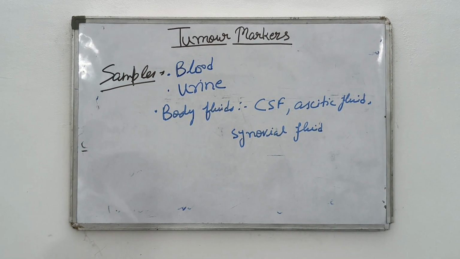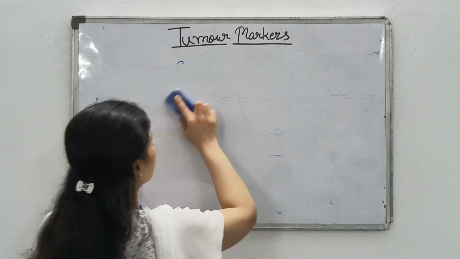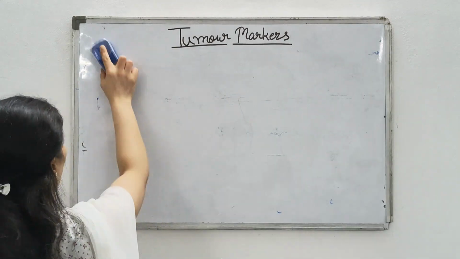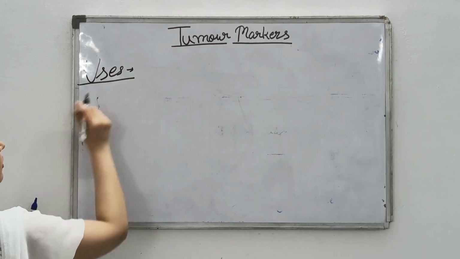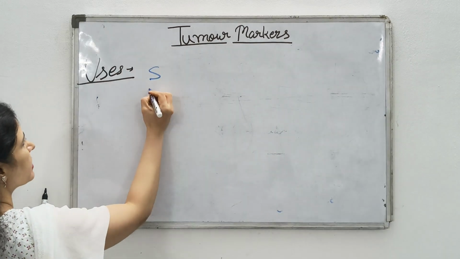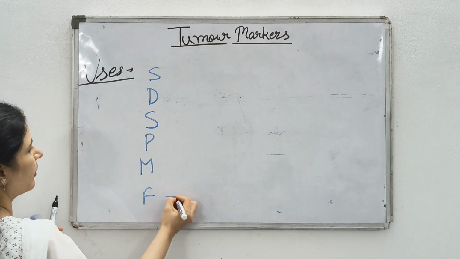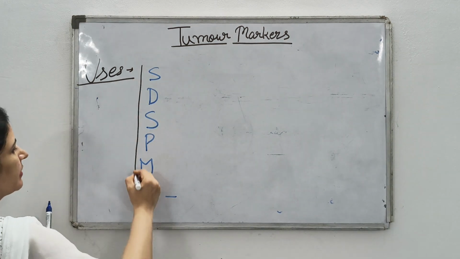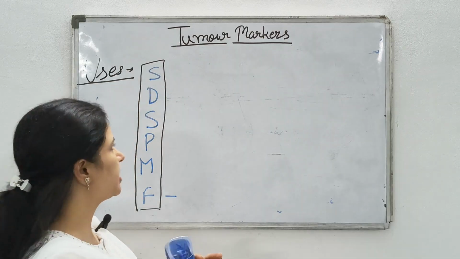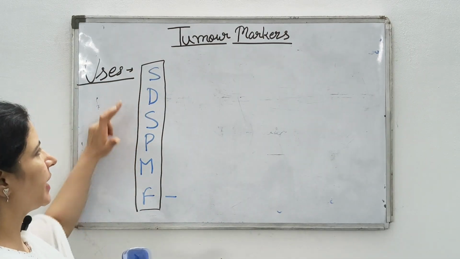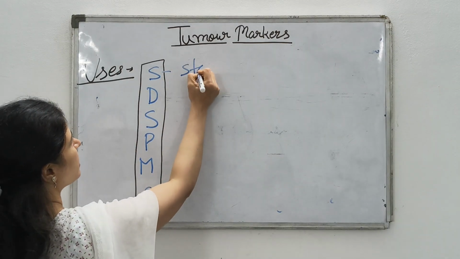Now, what are the uses of these tumor markers? You can remember the uses by a mnemonic: S, D, S, P, M, F. You can remember SGS, like SGS page, so SGS, PM, fail. What does S stand for? S stands for staging.